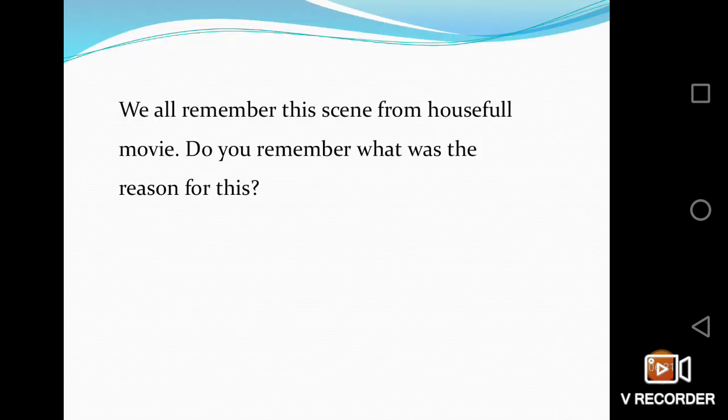So just look at this particular picture. We all remember this scene from the Housefull movie, where in the party everyone just started to laugh. Do you remember what the reason was? Yes, the exchange of container. Instead of oxygen, that guy replaced the oxygen cylinder with the nitrous oxide cylinder, due to which this mishap happens in the movie.